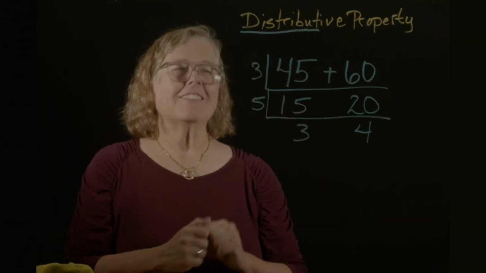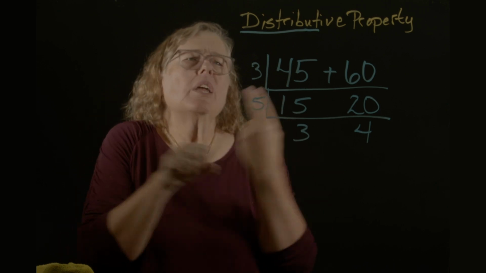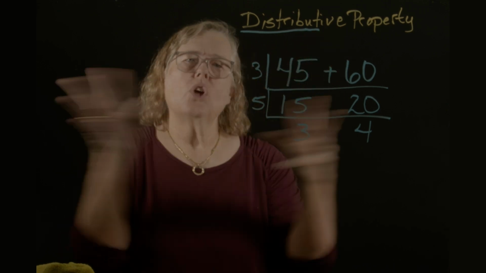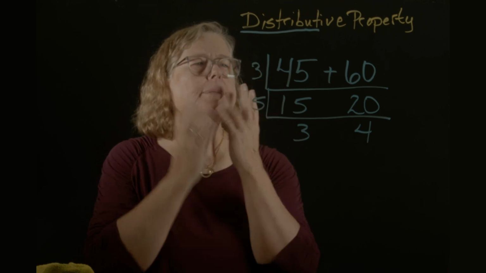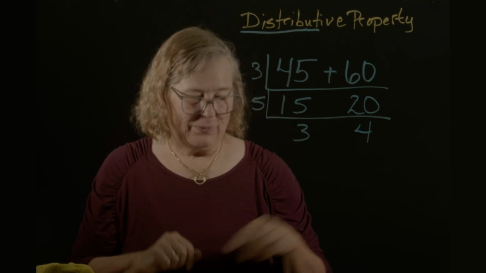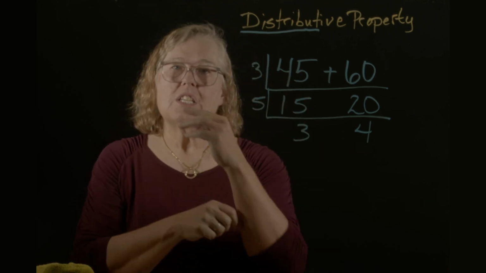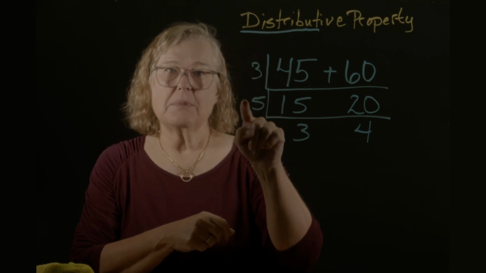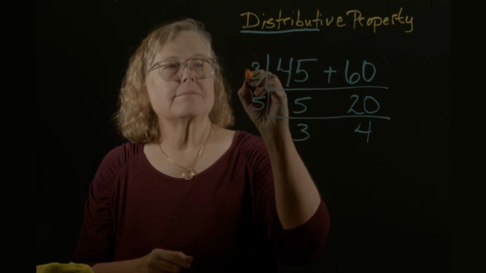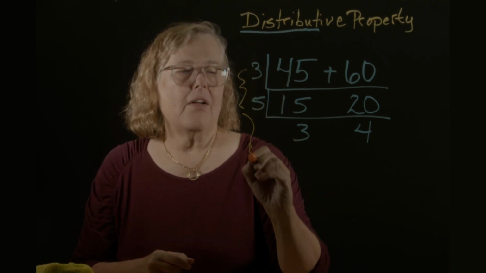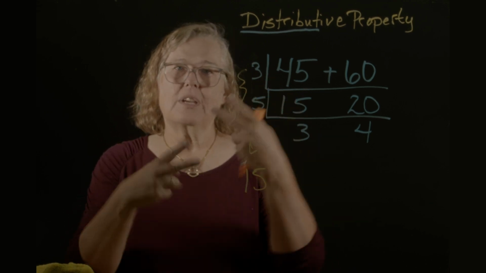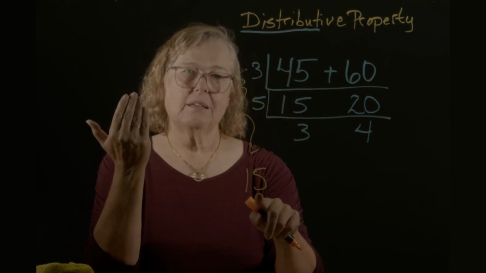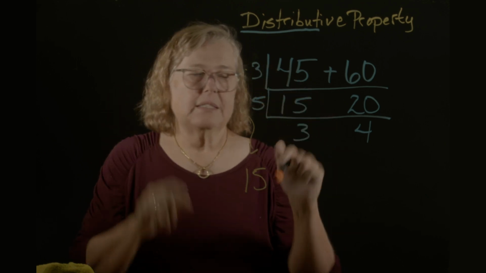All right, hey, we're back here again. It's just like magic. All right, now we want to know, how are we going to use this to show how we could add 45 and 60 a different way? Let me show you. I'm going to use the GCF, 3 times 5, 15. 3 times 5 equals 15.